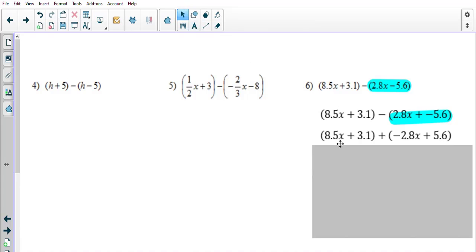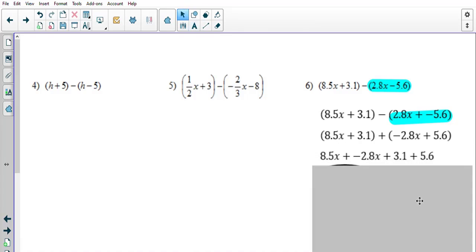Next thing we'll do is put our like terms side by side, which we're going to get to the point where we can skip this step and just recognize I want to add 8.5x to the negative 2.8x and 3.1 to 5.6, but I did rewrite them side by side here for us. This is where you want to use your calculators. You can't plug the x in and you don't need to plug the x in. You just need to do 8.5 plus negative 2.8 and then separately do 3.1 plus 5.6.